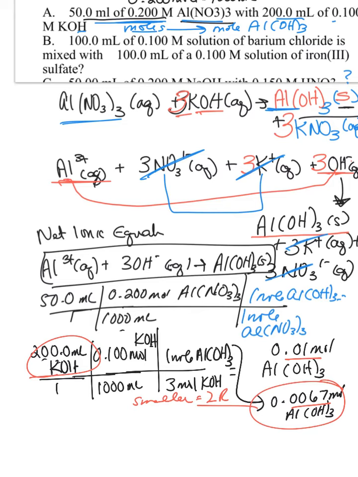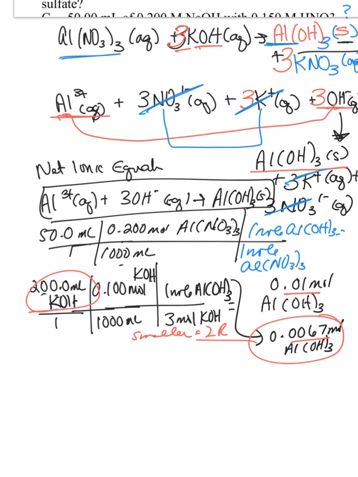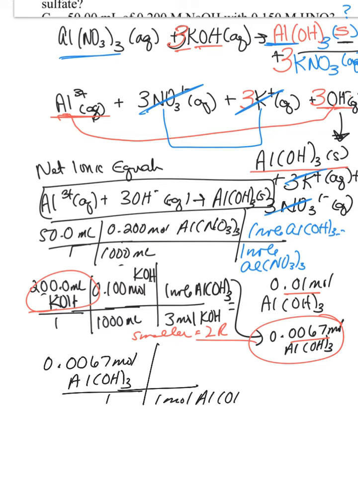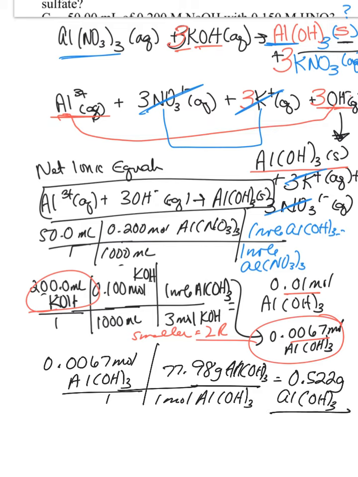So I'm going to do my next reaction based on that amount, which ends up being 0.0067 mole of aluminum hydroxide. And I use its molar mass to find out that 1 mole of aluminum hydroxide, we have 77.98 grams of aluminum hydroxide. And that works out to be 0.522 grams, and we need 3 significant figures. So that is the answer for problem number A.